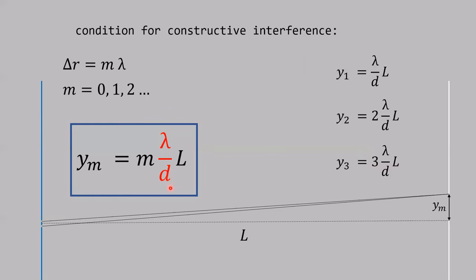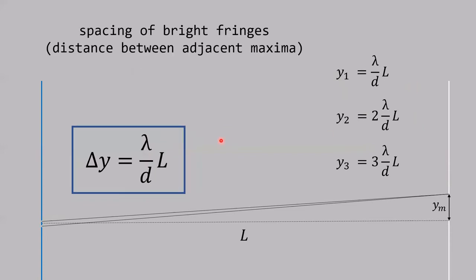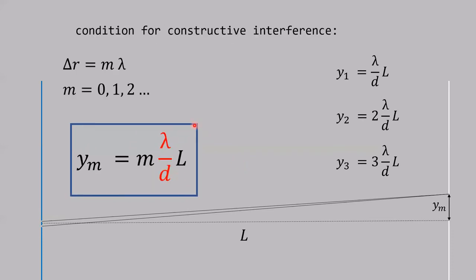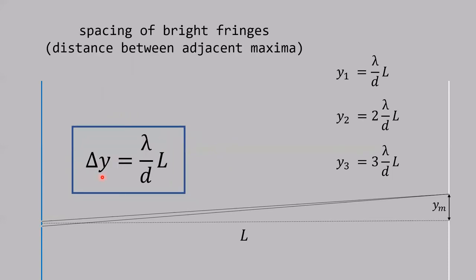Okay. One more observation here. Let's plug in the first 3 integers. I skipped y sub 0. Okay, 1 times lambda over dl, 2 times lambda over dl, etc. So what's the distance between 2 adjacent bright fringes? Like the distance from the second bright fringe off of center to the third bright fringe. You would just subtract these 2, and of course, you find that common difference, lambda over dl. So lambda over dl shows up in the formula for the mth fringe, but lambda over d times l is also the separation between 2 adjacent fringes.